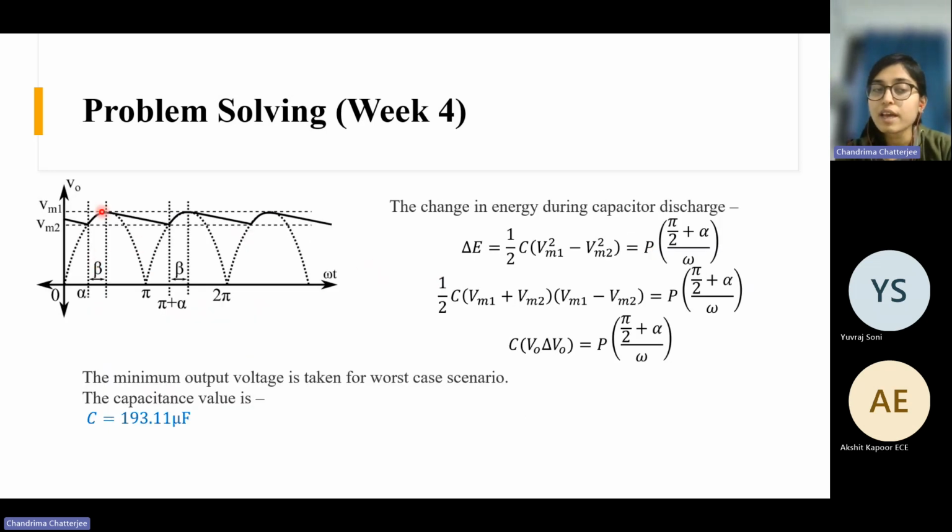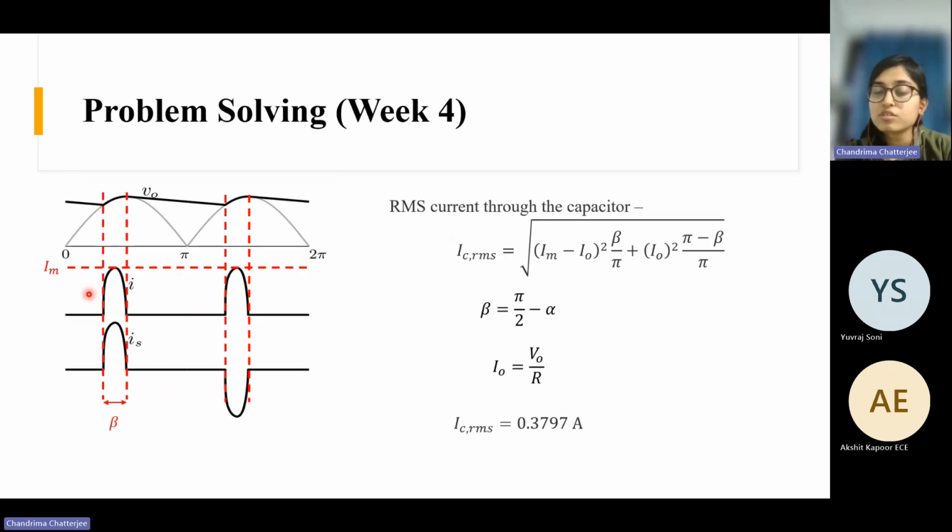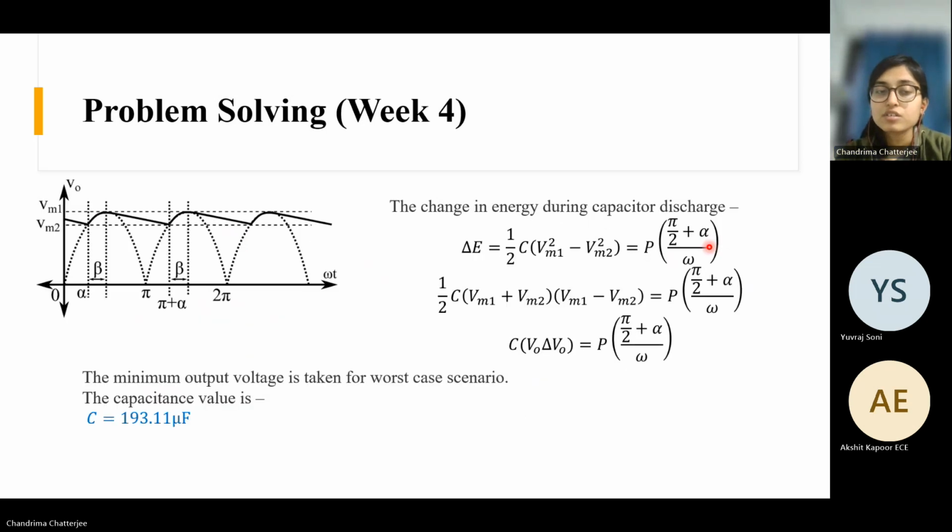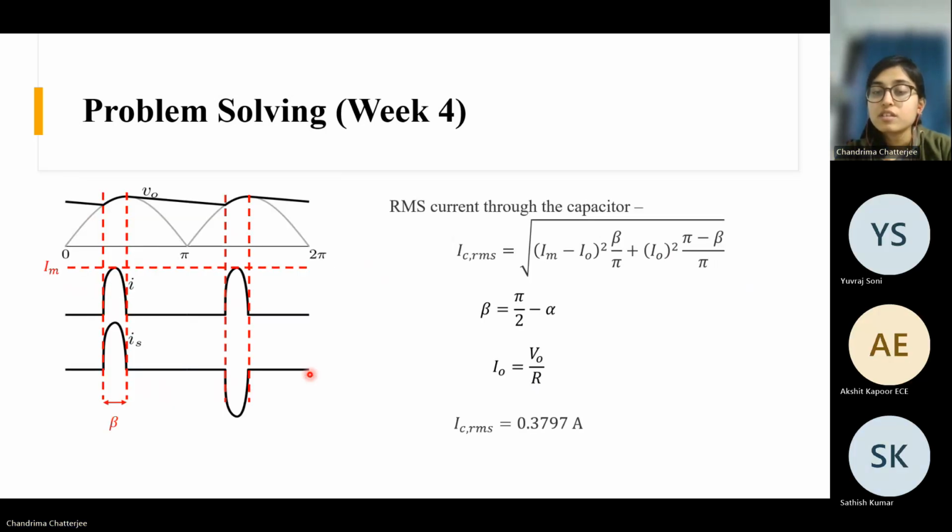Beta is the duration when the capacitor gets charged, divided by the total duration, which is pi. When the capacitor is discharging, the load current is equal to the capacitor current, right? Because the capacitor is only providing the load current. So that's why I have written I naught. And here the duration is pi minus beta by pi. The total duration is pi, and if we subtract beta from it, that will be the discharging duration, right? So that's how I have calculated the RMS current.